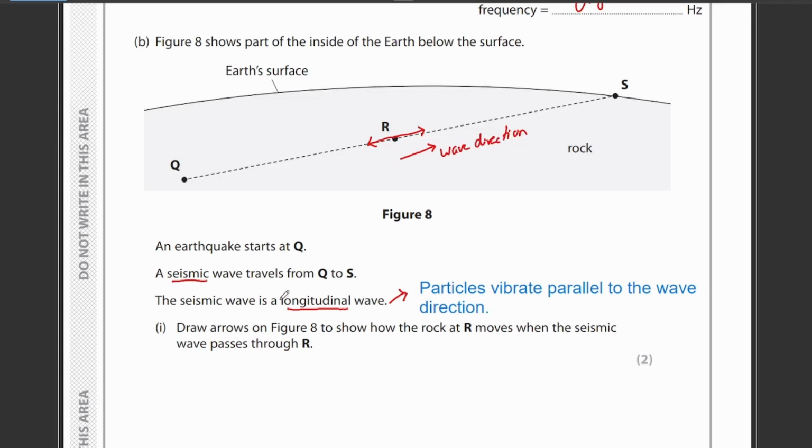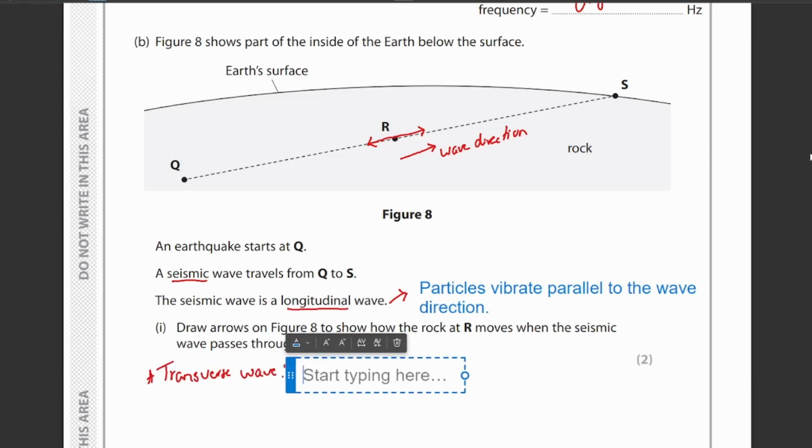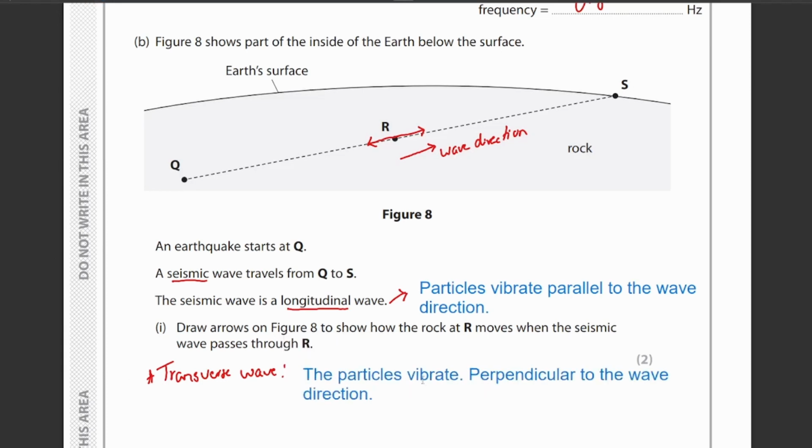Because they're talking about longitudinal waves, remember there are transverse waves as well. In transverse waves, the particles vibrate perpendicular to the wave direction. So these are your notes, additional information that you could write down as part of your revision.